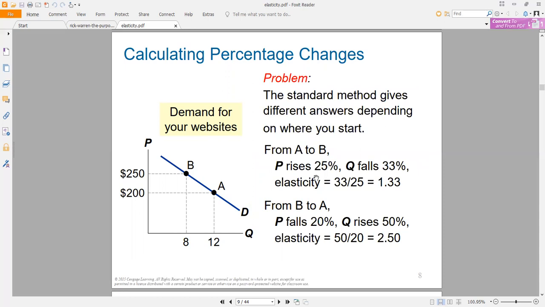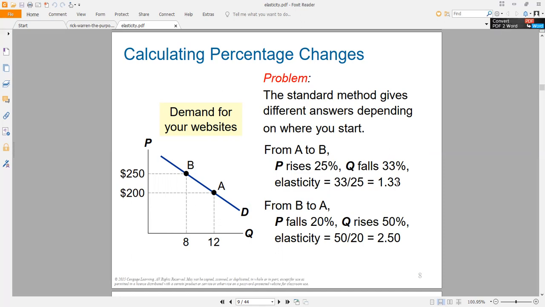Now you can do the same for the quantity. For quantity, if we are moving from A to B, then the percentage change in quantity demanded is going to be 8 minus 12 divided by 12 times 100%. And that is giving us 33%. So if we want to calculate the price elasticity of demand, if we move from A to B, or if price increases from 200 to 250, then we have 33% over 25%. That is giving us 1.33. That is the price elasticity.